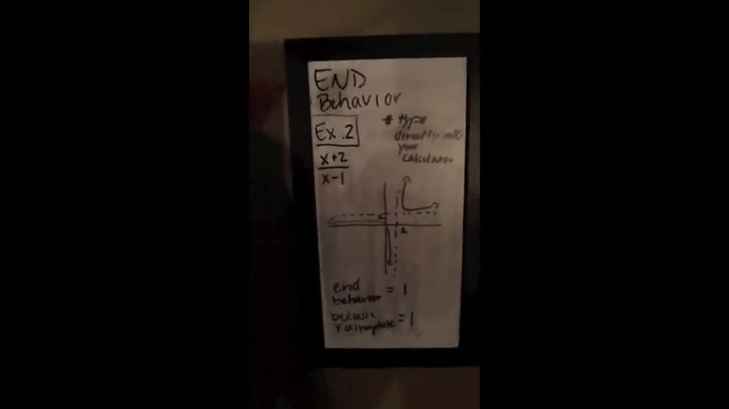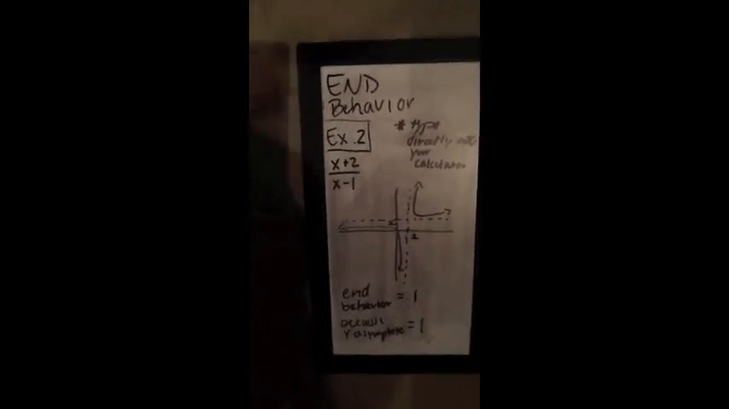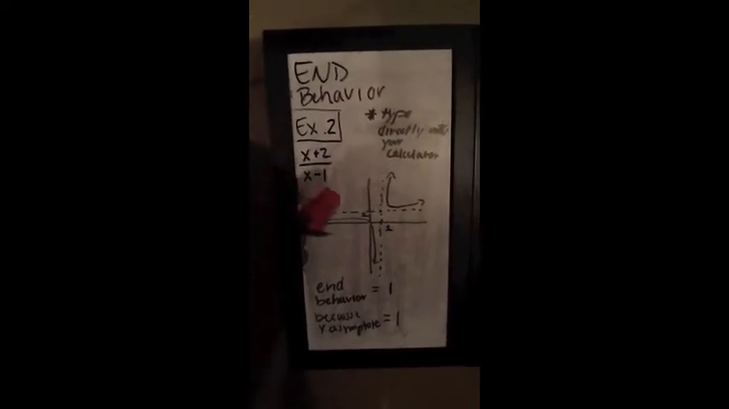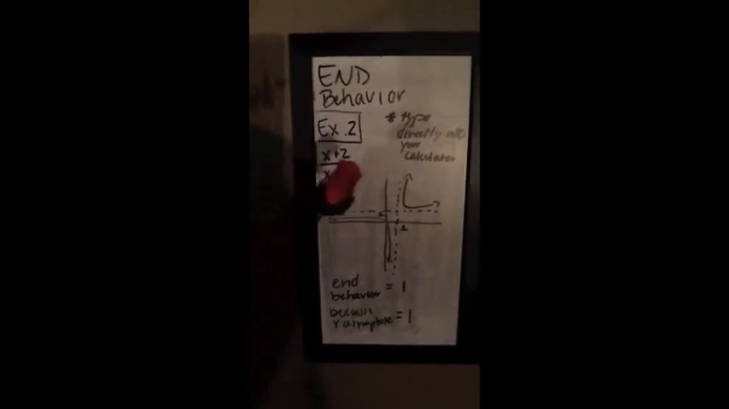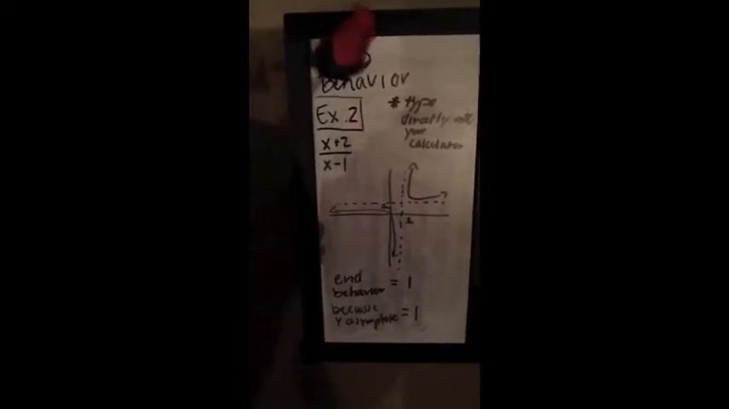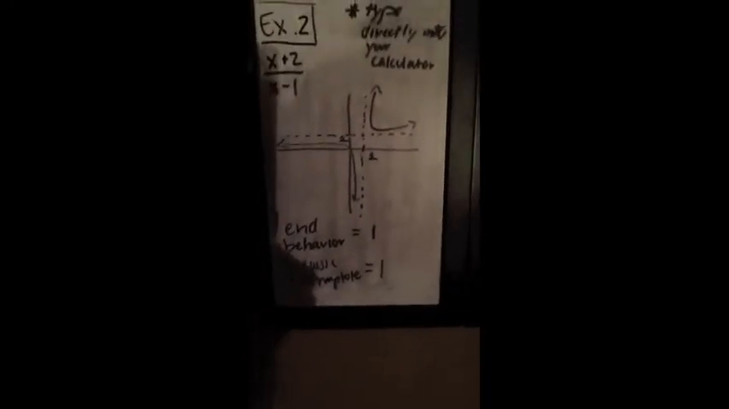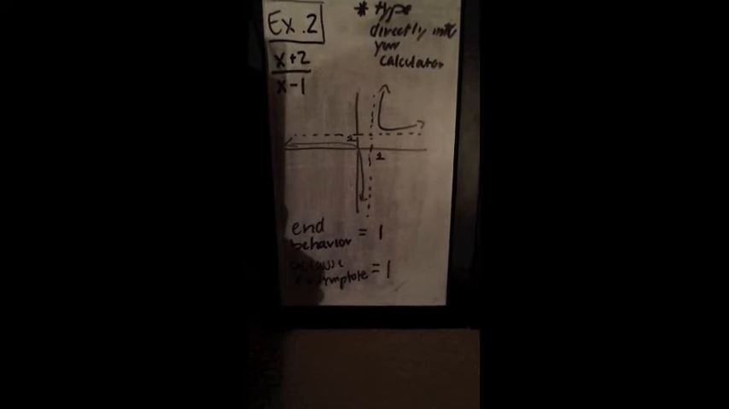Now it's time for example number 2 of the performance standard, end behavior. My example is (x + 2) divided by (x - 1). Once again, you can type this directly into your calculator by pressing the y equals button, x plus 2 in parentheses, divided by x minus 1 in parentheses. Once you have done that, you can press the graph button and your graph should turn out like this, with the y asymptote at 1 and the x asymptote at 1 also.